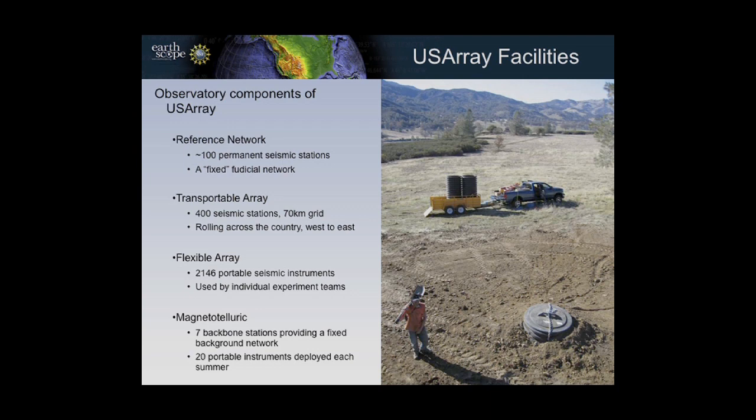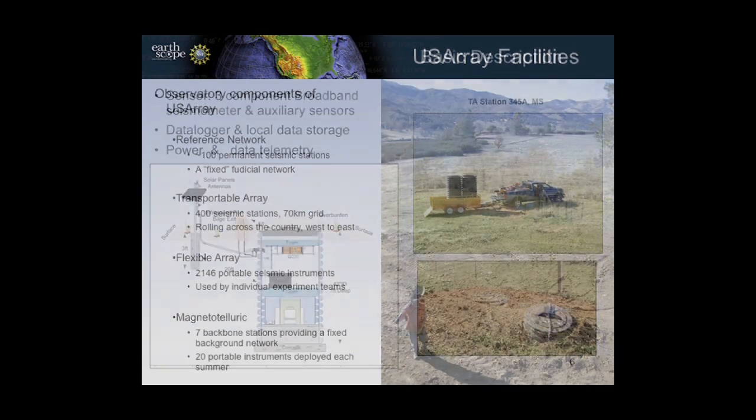And the flexible array, which is just a lot of very focused experiments, like something you might want to look at, what's going on at the Yellowstone hotspot or what's going on in the Cascadia subduction zone. So you put a bunch of experiments in there for 2 or 3 years and then get your data and pull it out. And say the magnetotelluric, which is the equivalent of the transportable array, working in the background.